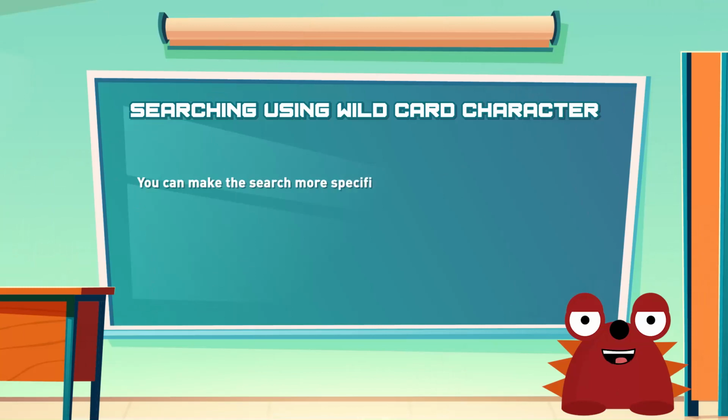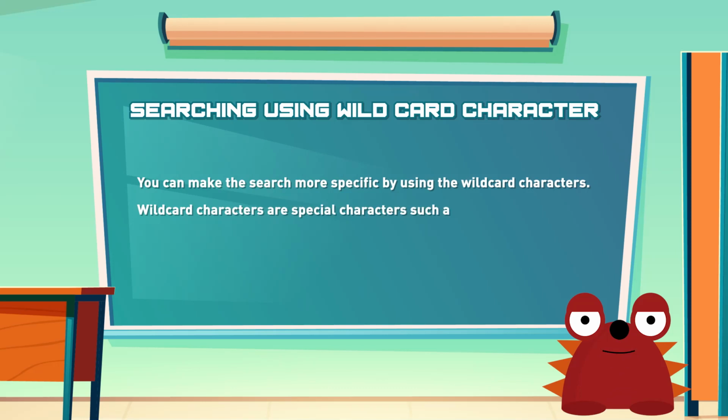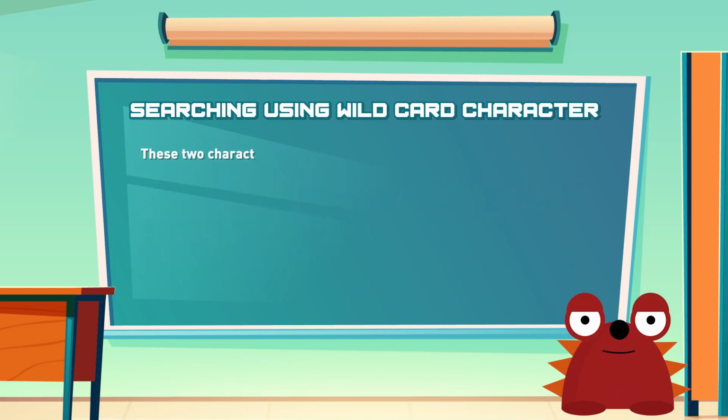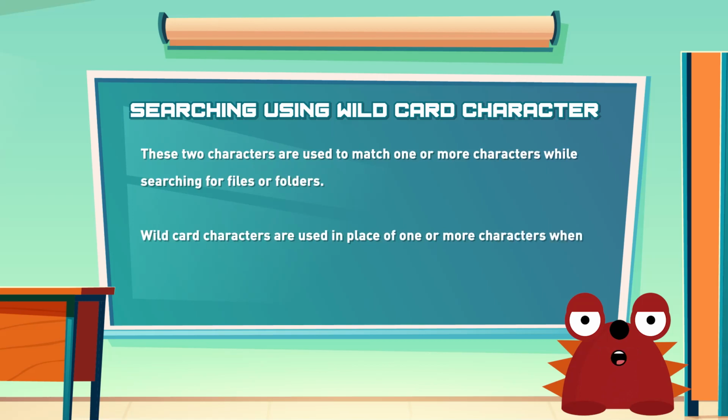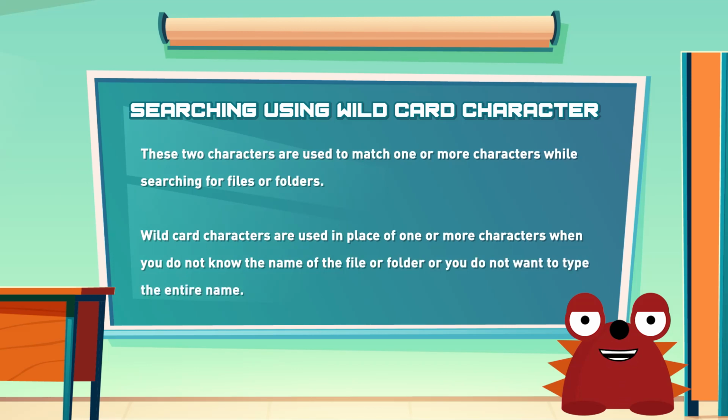The fourth and the last way is that you can make the search more specific by using wildcard characters. Wildcard characters are special characters such as an asterisk and a question mark. These two characters are used to match one or more characters while searching for files or folders. Wildcard characters are used in place of one or more characters when you do not know the name of the file or folder or you do not want to type the entire name.